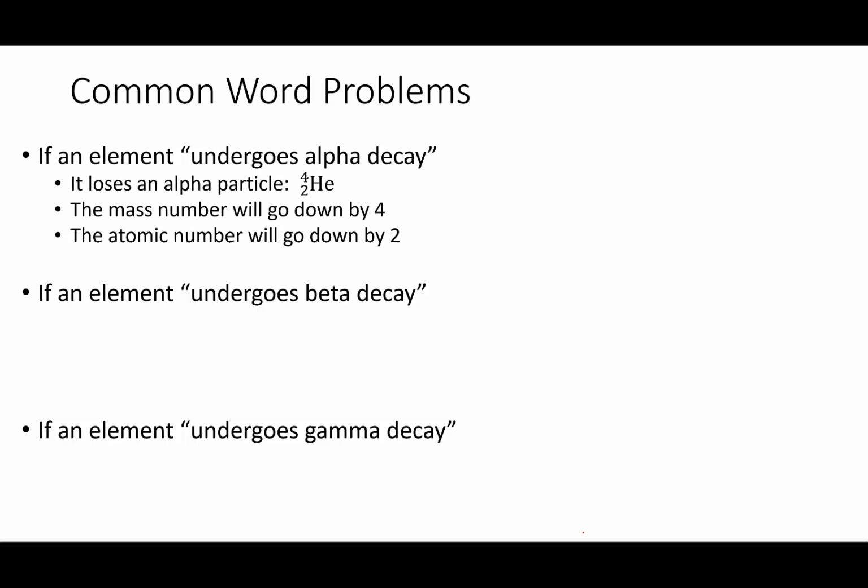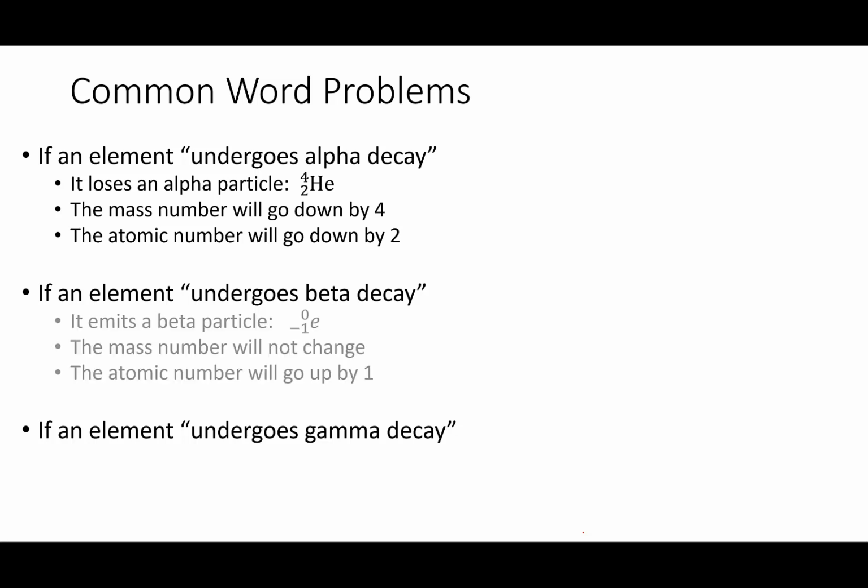That'll be on the right side of the arrow. The mass number goes down by 4, and the atomic number goes down by 2. The element undergoes beta decay. Well, it emits a beta particle, which is a 0, -1 electron. The mass number doesn't change, but the atomic number goes up by 1 because it gains a proton.